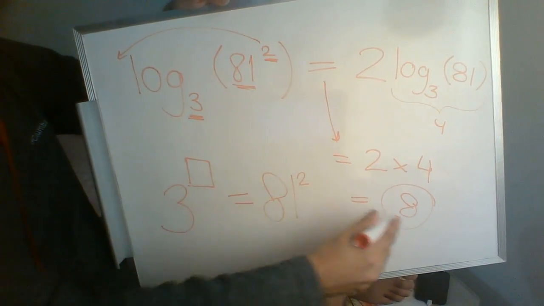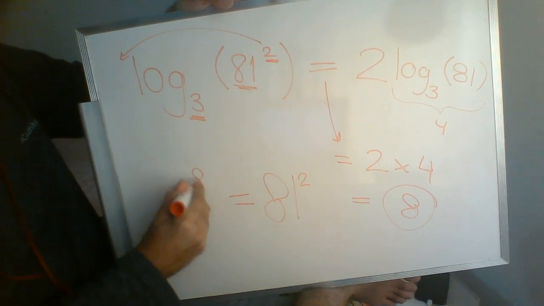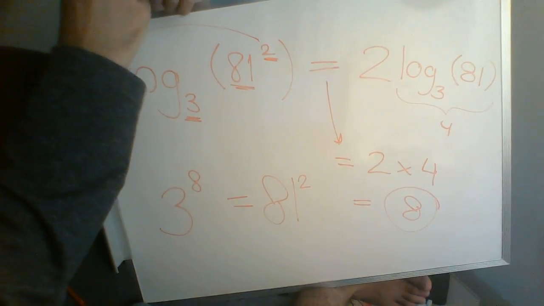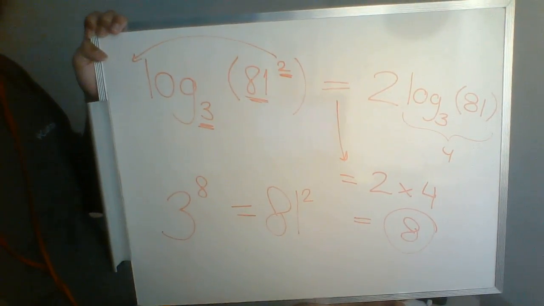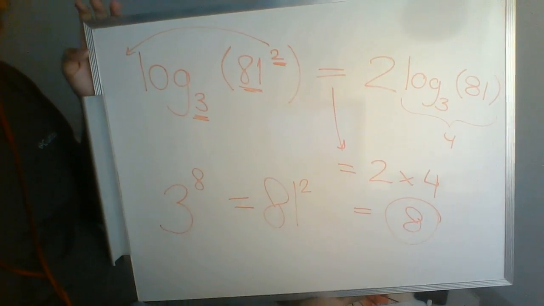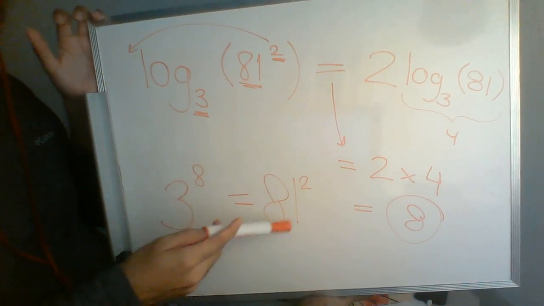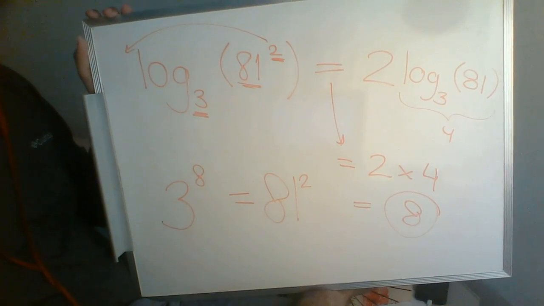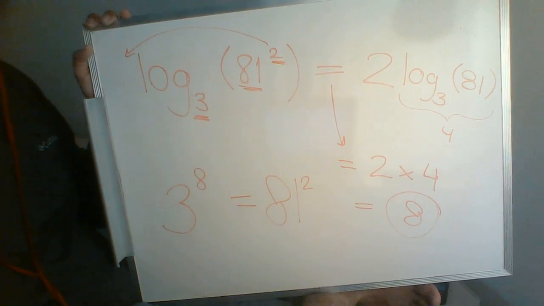And we've got an answer of 8 over here, so that's telling me that it's going to be 3 to the exponent 8 is equal to 81 squared. And the way that you can calculate whether that's right is throw into a calculator 3 to the exponent 8 and throw into a calculator 81 squared, or 81 times 81, and see if it gives you the same answer.